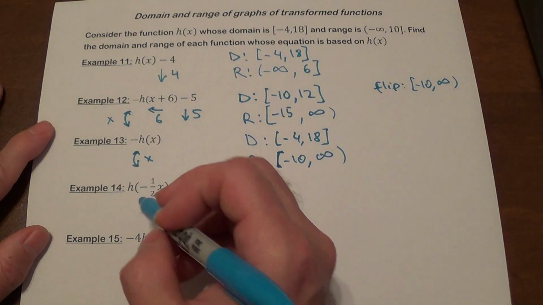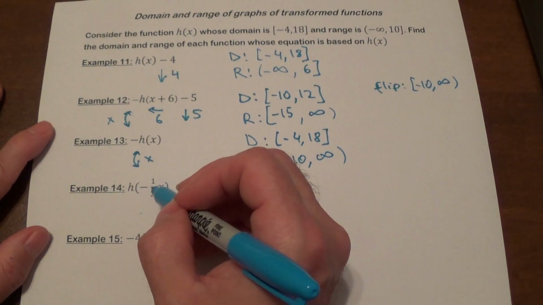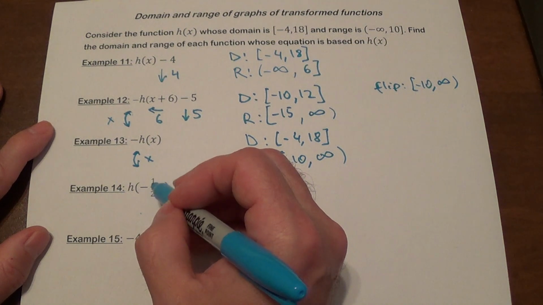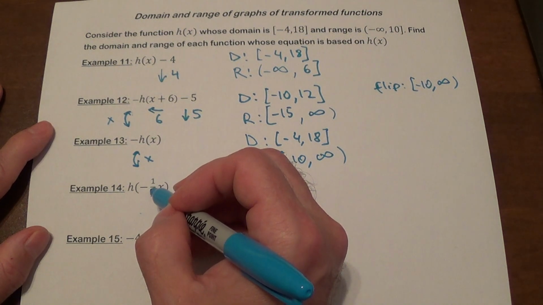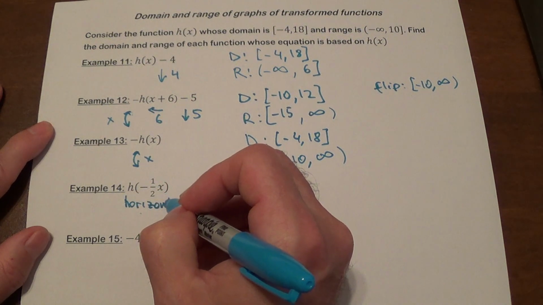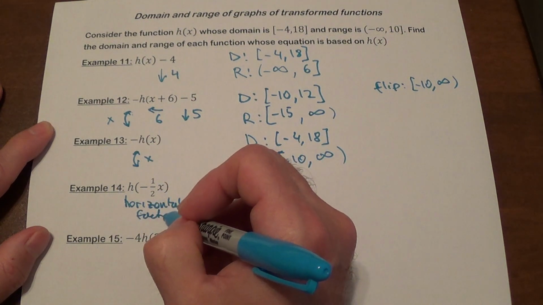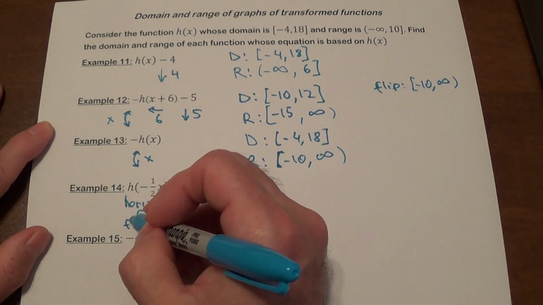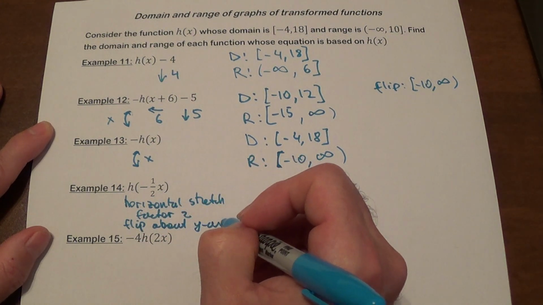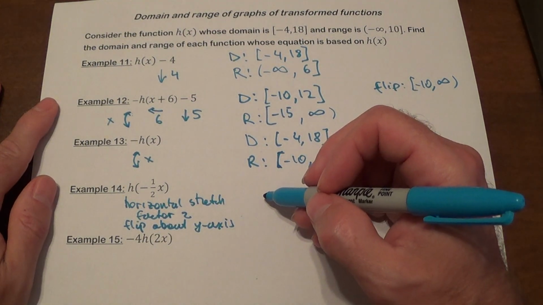This here is going to do 2 things. We're going to shrink that, I'm sorry, this is going to stretch horizontally by a factor of 2. Horizontal stretch, factor of 2. And then you're going to flip about the y-axis. So it's all horizontal changes.